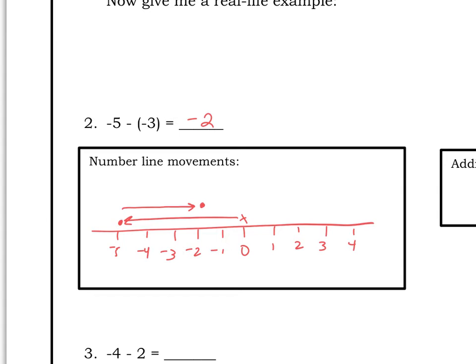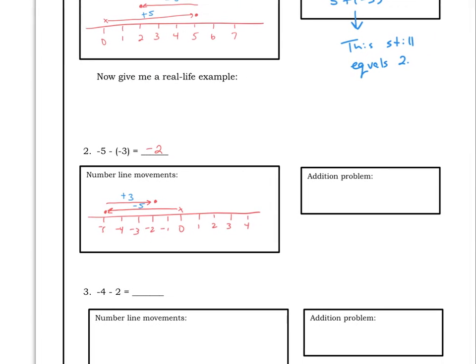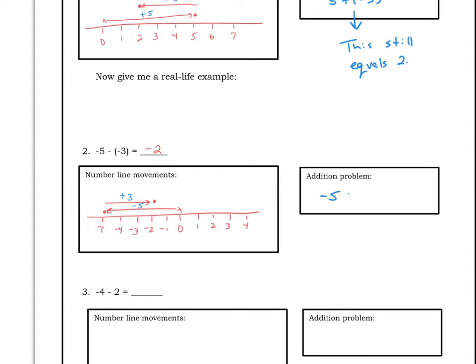Now let's think about what our number line movements were. First I went in a negative 5 direction, and then I went in a positive 3 direction. So my addition problem is just those two numbers added together. Negative 5 plus 3. Again, this still equals negative 2. Okay, that part doesn't change. So if you need to catch up, pause the video, copy this down, and then I would also like for you to go ahead and try number 3 on your own.